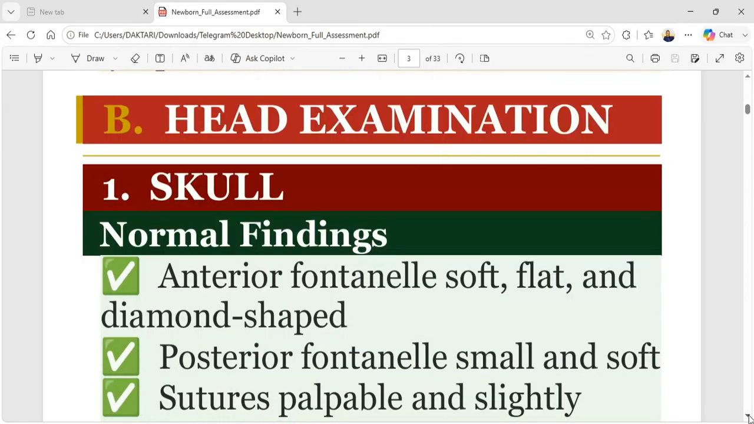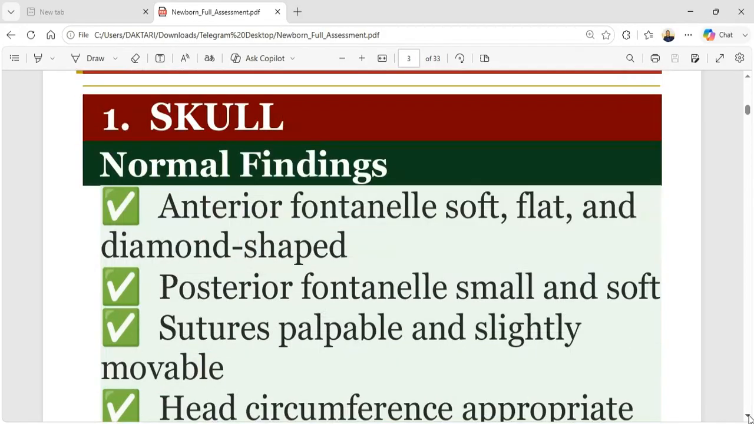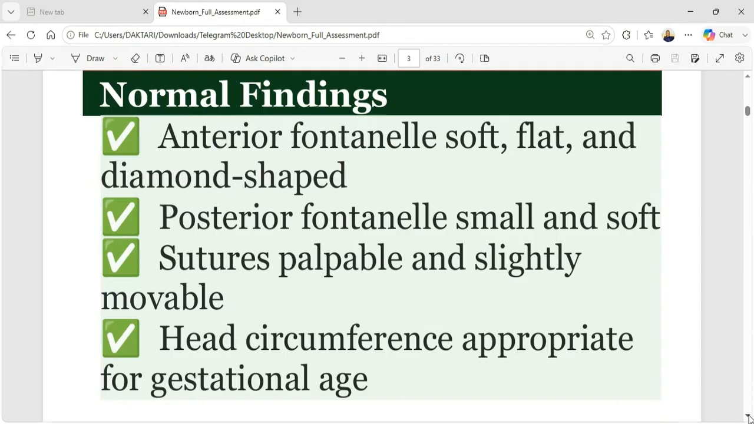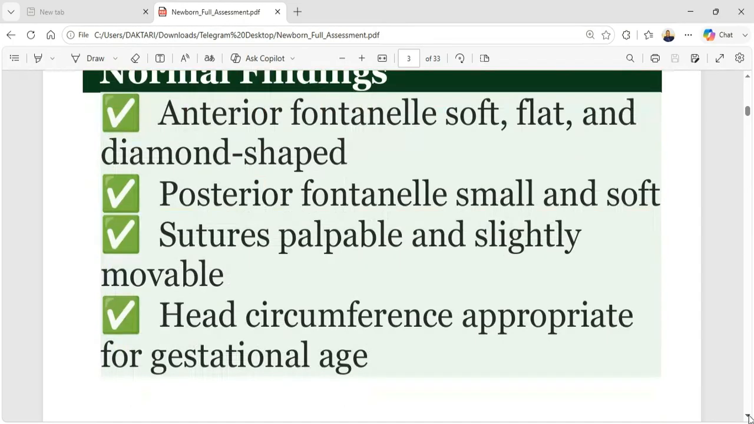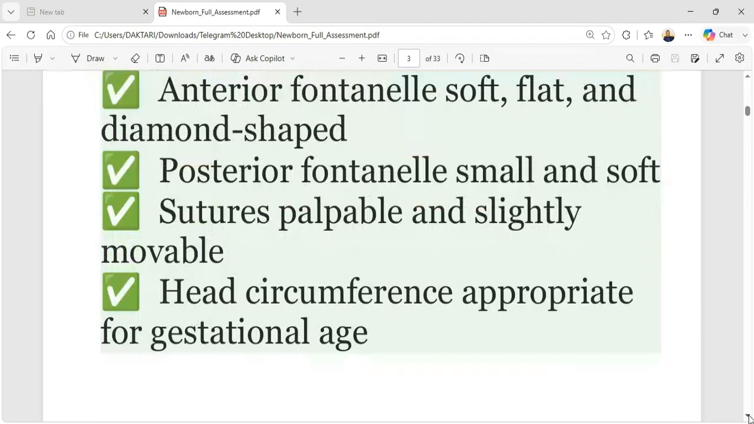So let's start with the head examination, the skull. What do we expect in the skull as a normal finding? One, the anterior fontanelle should be soft, flat, and diamond shaped. Two, the posterior fontanelle small and soft, palpable and slightly movable. Head circumference appropriate for gestational age.